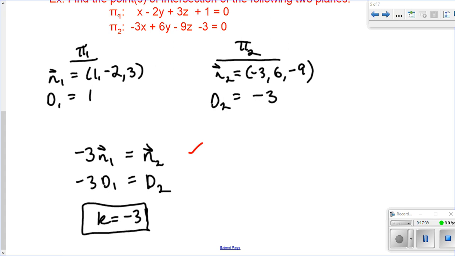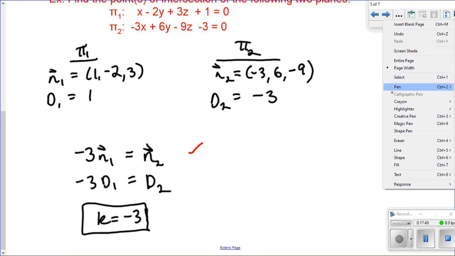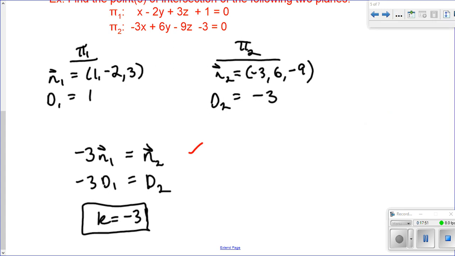Is plane 1 a factor of -3 of plane 2 here? Now let's just check it. -3 times 1 is -3. Absolutely, it holds. So we can really merge these together and say exactly what I said. If I have -3, plane 1 equals plane 2.